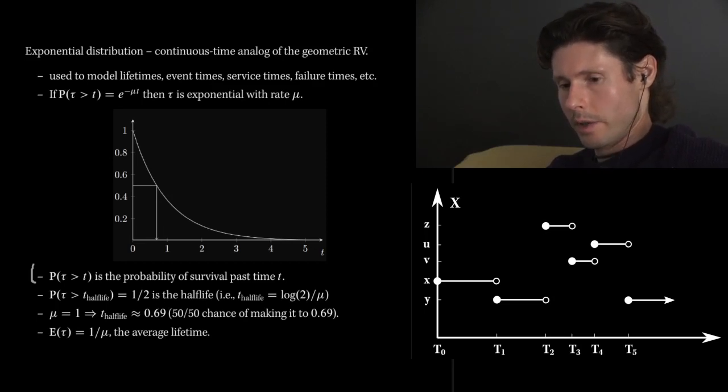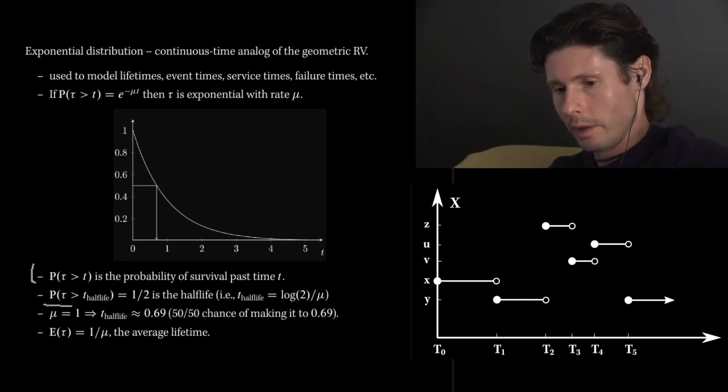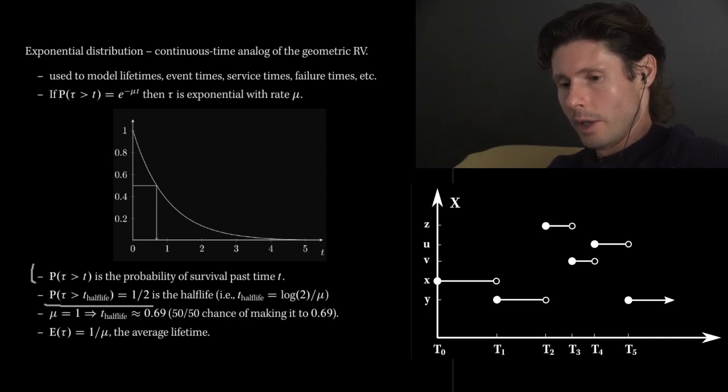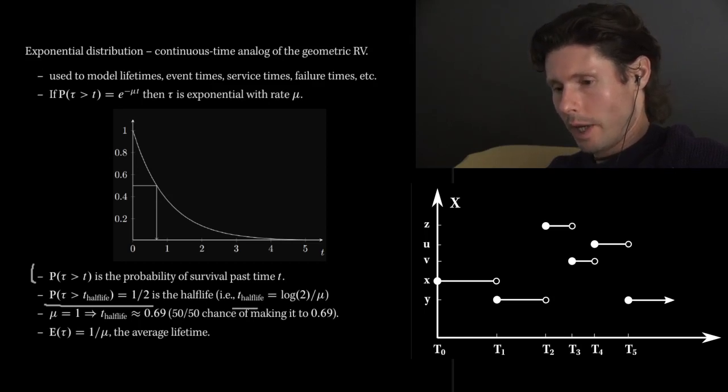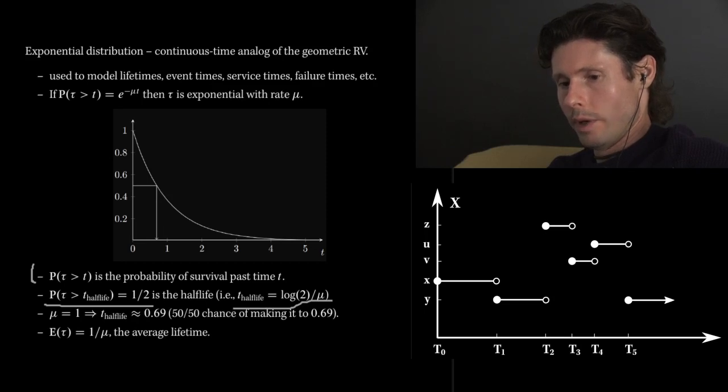It's actually drawn here. This plot corresponds to mu equals 1, but in general, the way to get a lifetime is to set this probability to one half. What time gives you a 50-50 chance of surviving to? If you solve this, you get that the half-life is equal to log 2 over the rate. For a unit rate exponential random variable, the half-life is roughly 0.69.